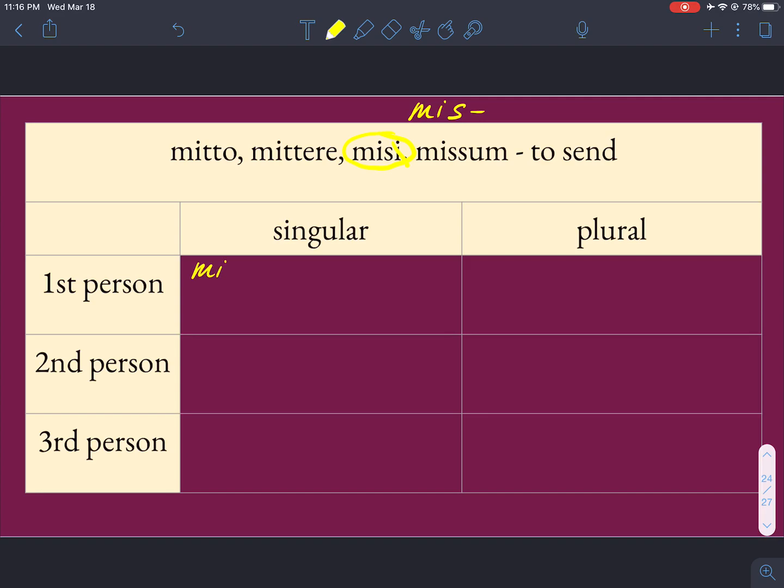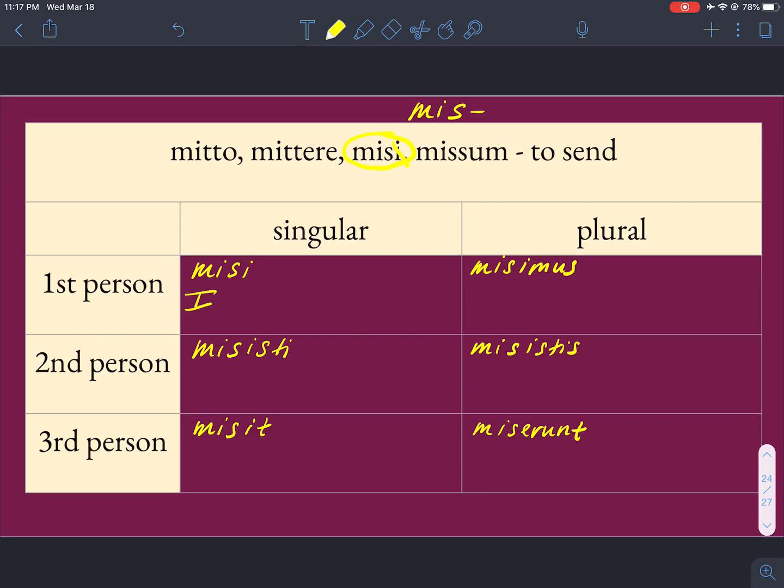Misi, misisti, misit, misimus, misistis, and miserunt. Okay, and let's do the translations together.